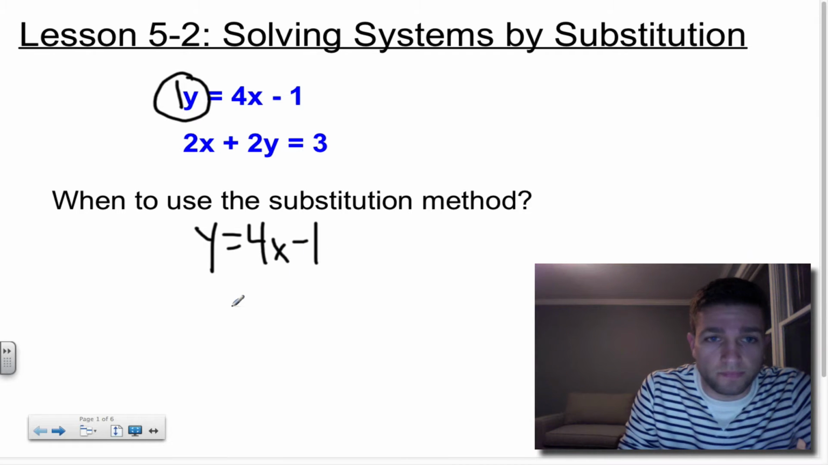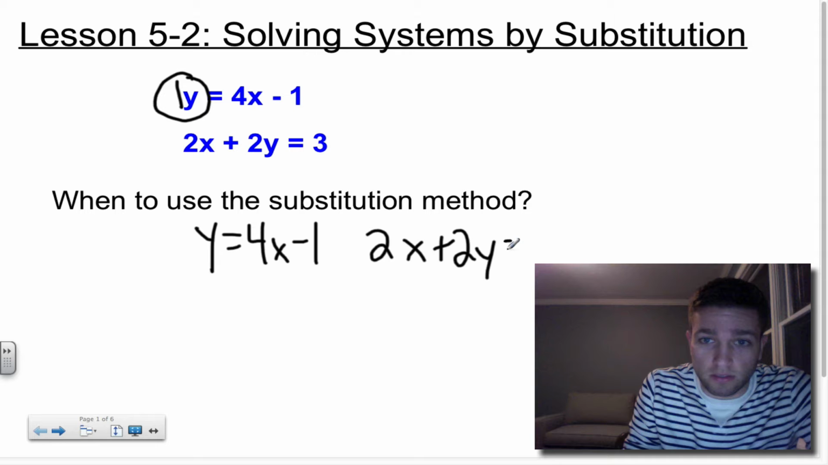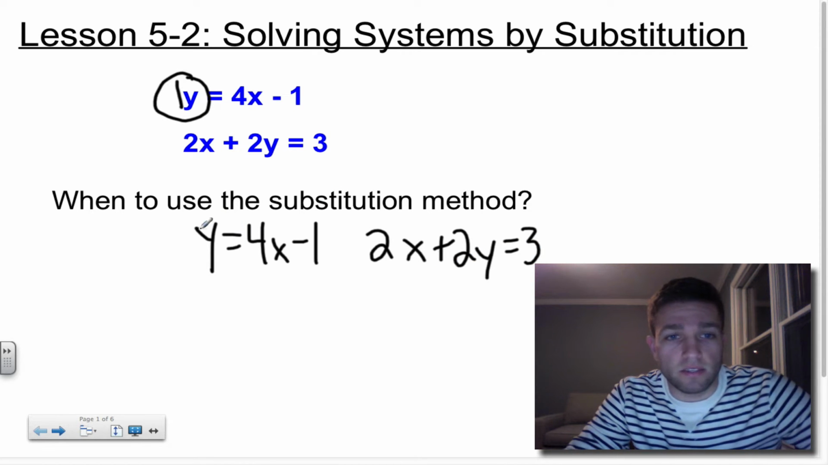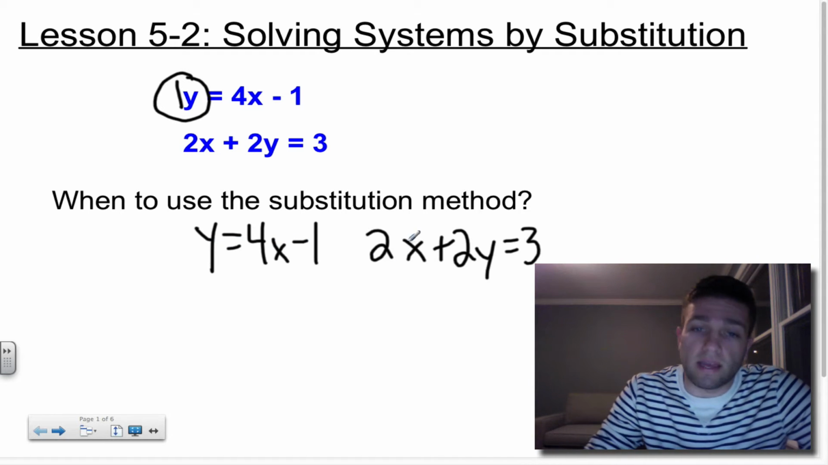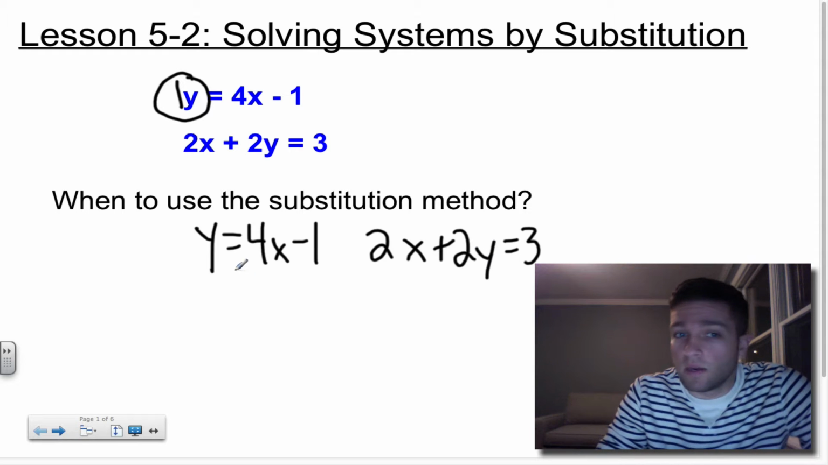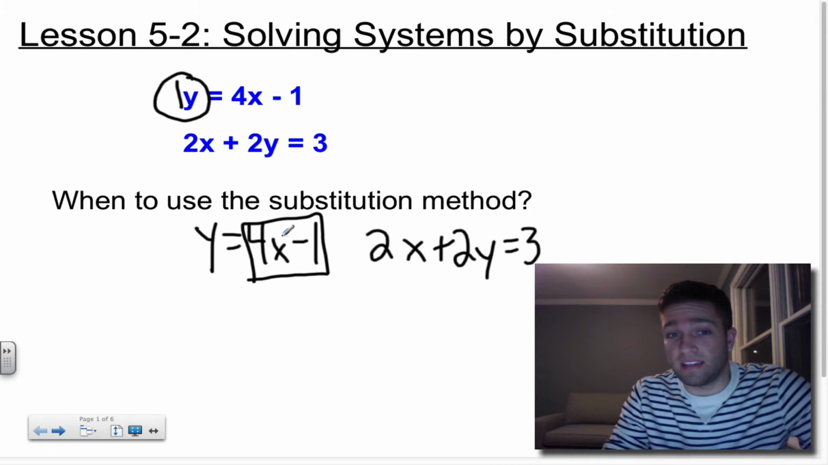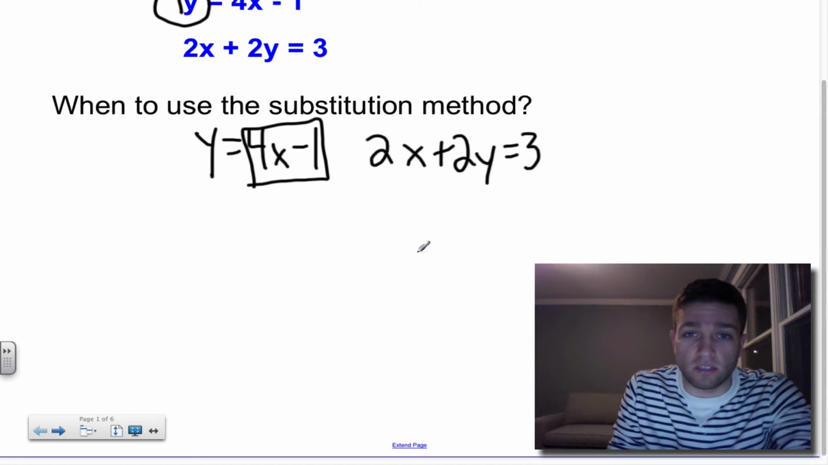The reason it's called substitution is because you're literally going to substitute one equation into the other. I'd like you to notice that this says y equals 4x minus 1. And this equation has a y in it. Well, if we know that y equals this, why can't we just take this and substitute it in for y? We can, and that's what you need to do to solve using substitution.